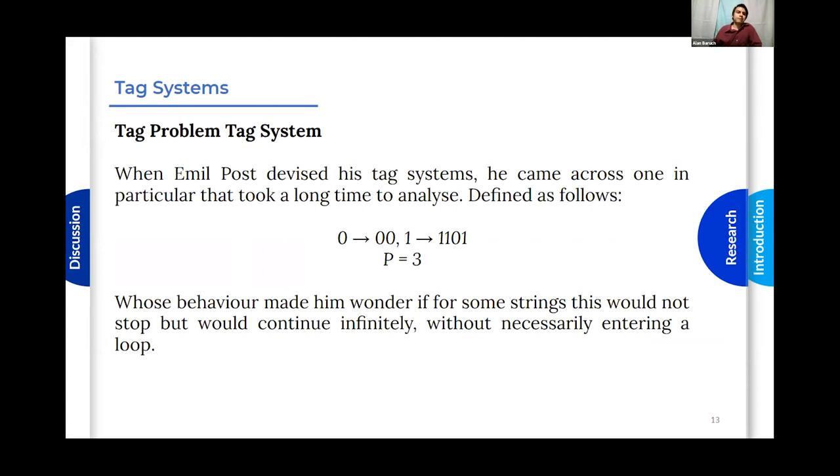And well, the tag problem. When Emil Post created the tag systems in 1921, he came across one in particular that took a long time to analyze. This tag system, with these two production rules and the deletion number p equals 3, had a behavior that made him wonder if, for some string, it would not stop but would continue infinitely without necessarily entering a loop. Stephen Wolfram has tried to find that string, but even he hasn't found it.